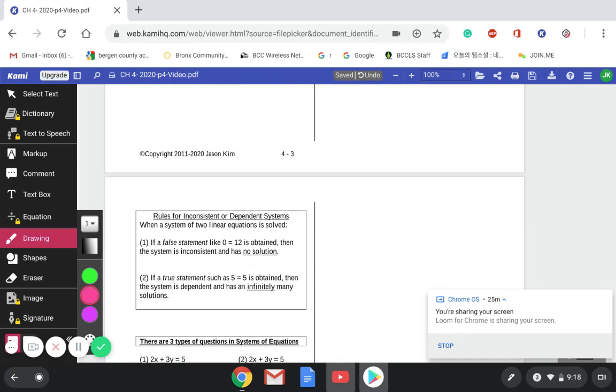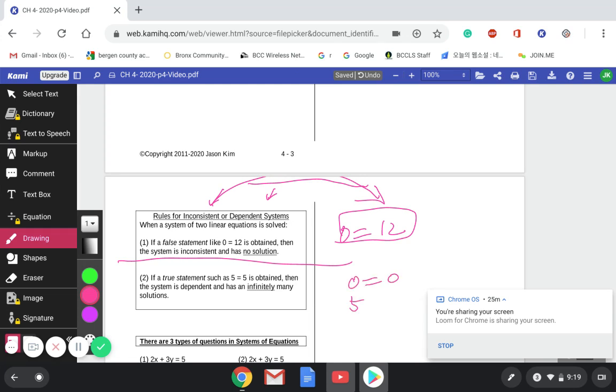So again, the rule for the inconsistent and dependent systems is, after you make the system of equations into case 1 style, and when you do the column addition, if you have 0 equals some number like 12, then this is an inconsistent system. But if you do the same way and you have 0 equals 0 or 5 equals 5, after you solve it, then it becomes a dependent system, or many solutions.